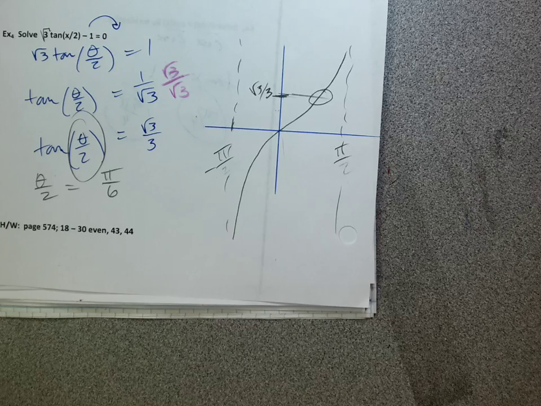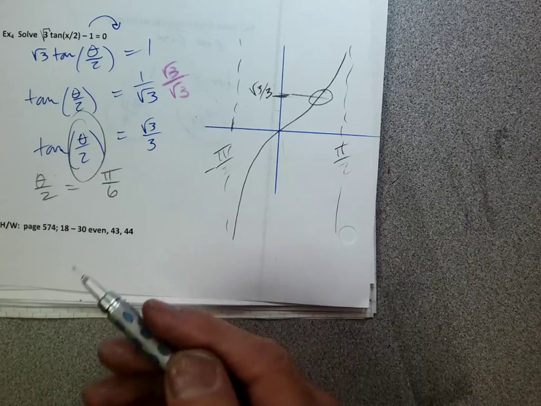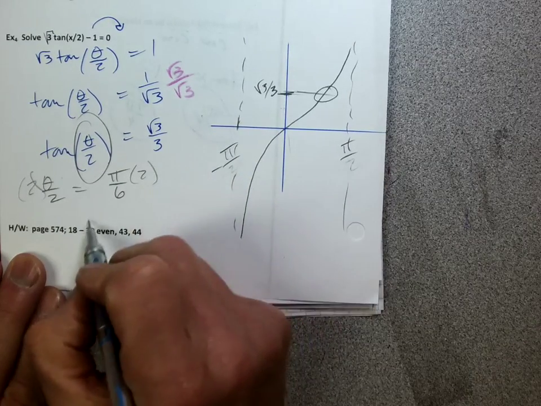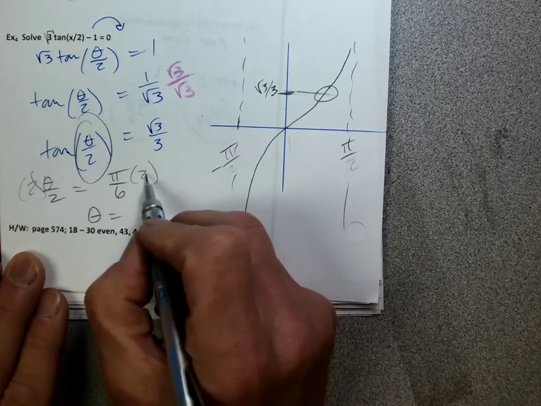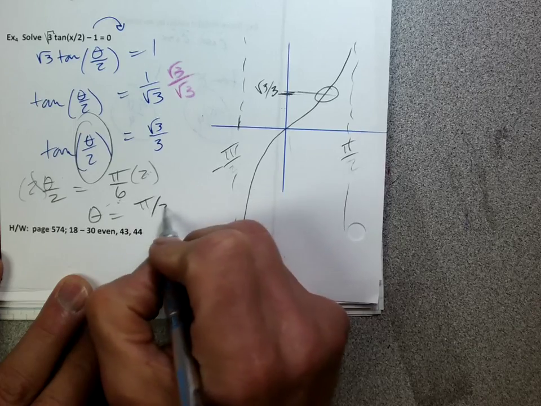Okay. So now I've got to solve for theta. Let's multiply both sides by 2. Multiply by 2, times by 2, times by 2. So my answer, theta, is equal to 2/6, or 1/3 pi, pi thirds.